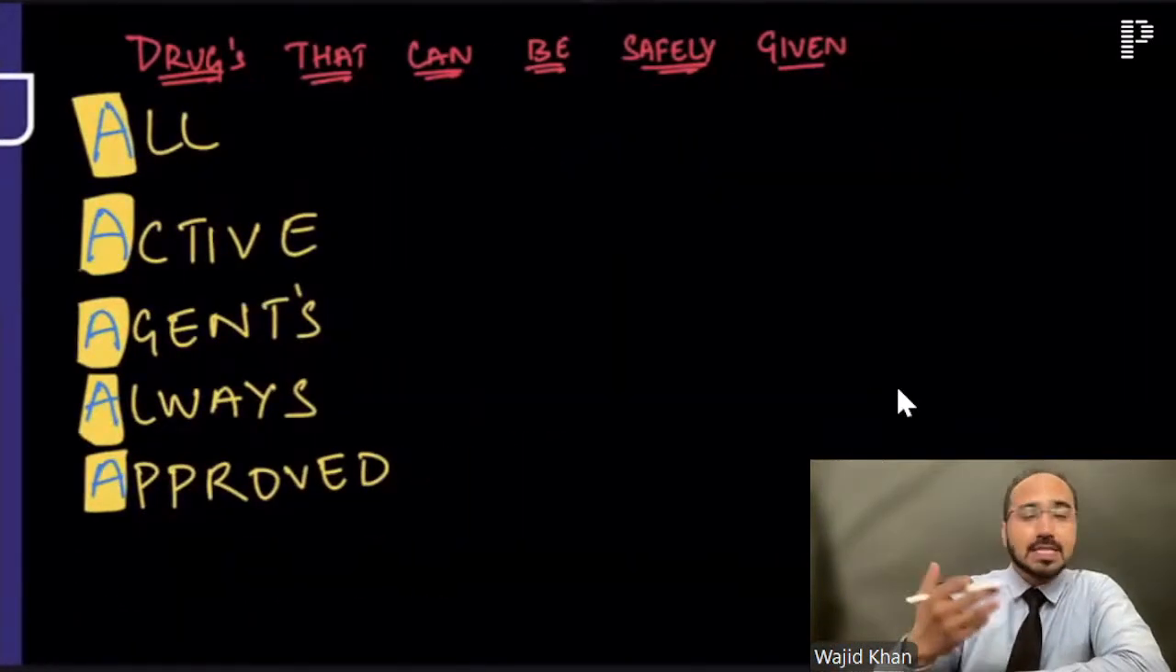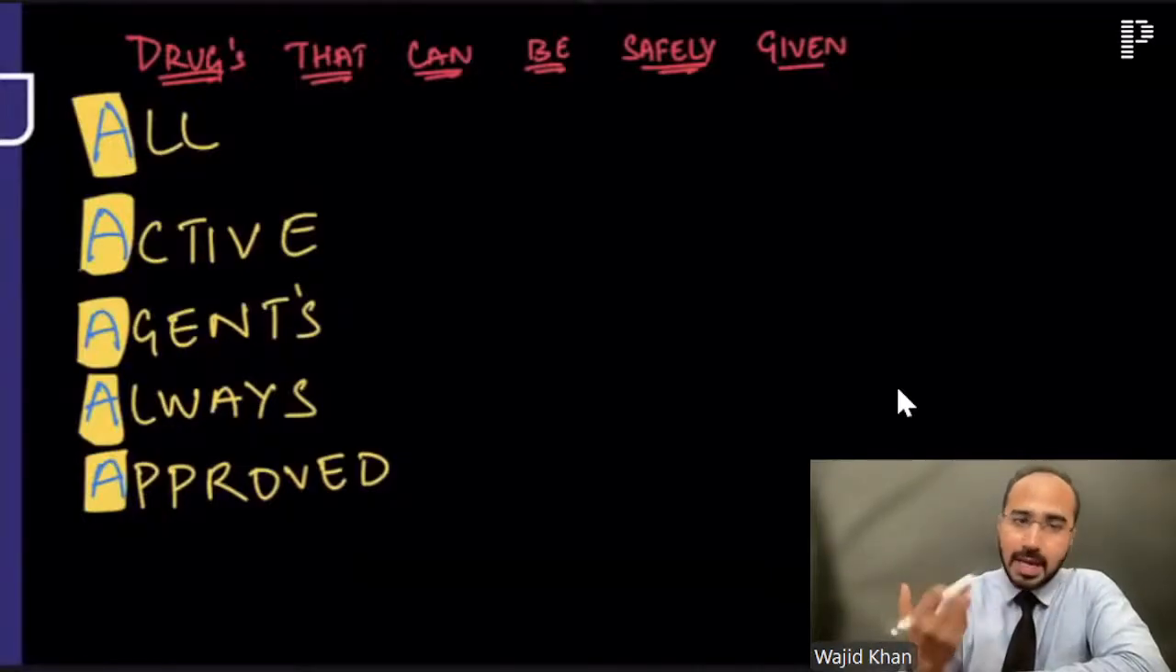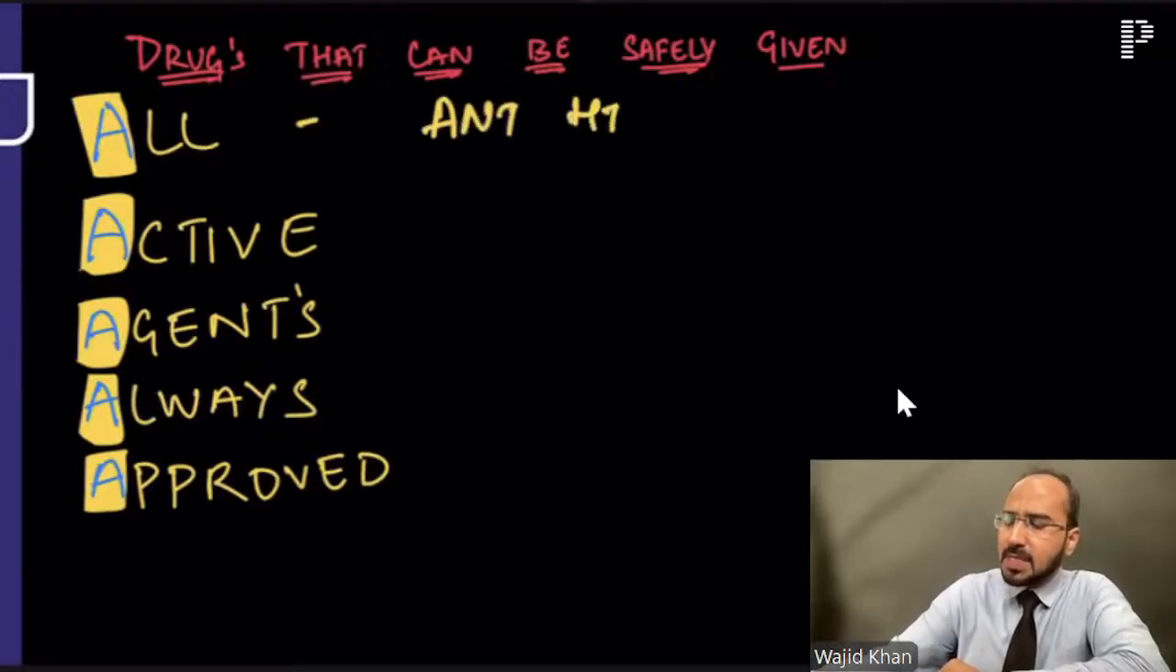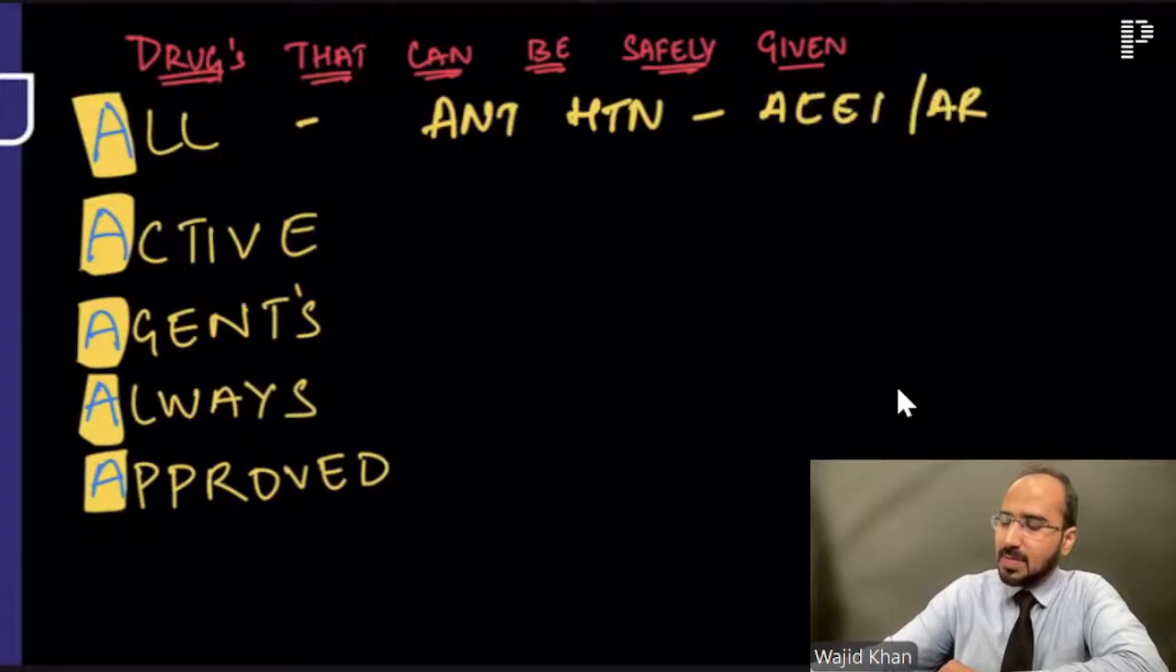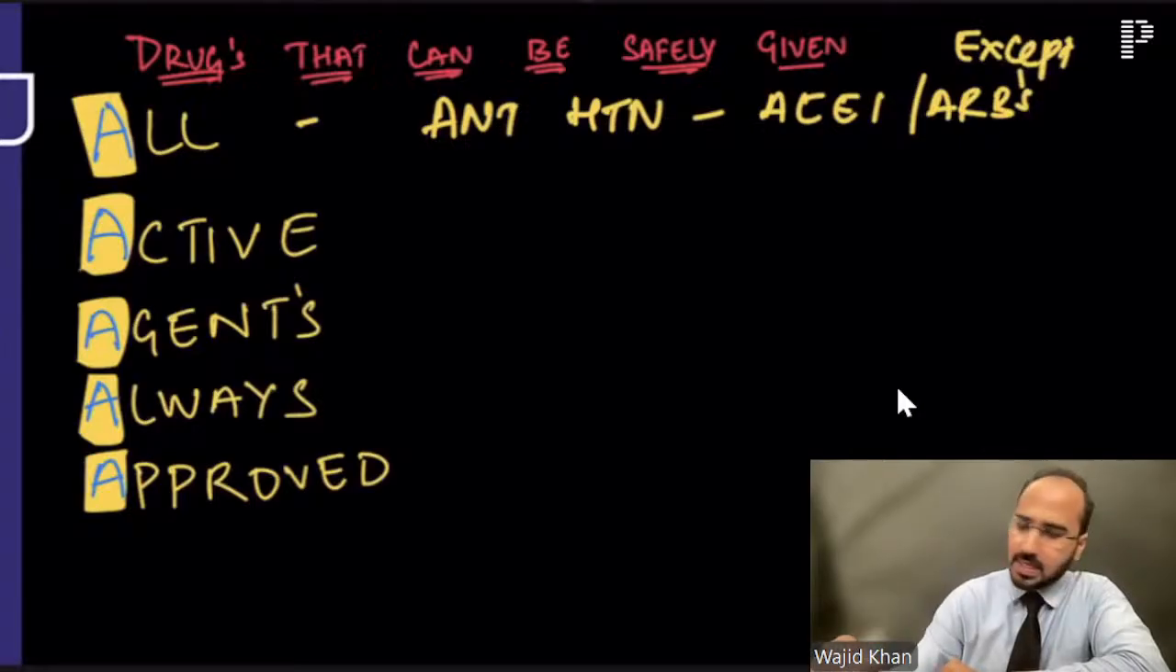And what are the medications that can be continued without causing any problem, guys? All active agents are always given. Basically, meaning what? Antihypertensives can be safely given on the day of surgery, except ACE inhibitors and ARBs. ACE inhibitors and ARBs are usually stopped on the day of surgery. The rest of the antihypertensive medications can be safely given.